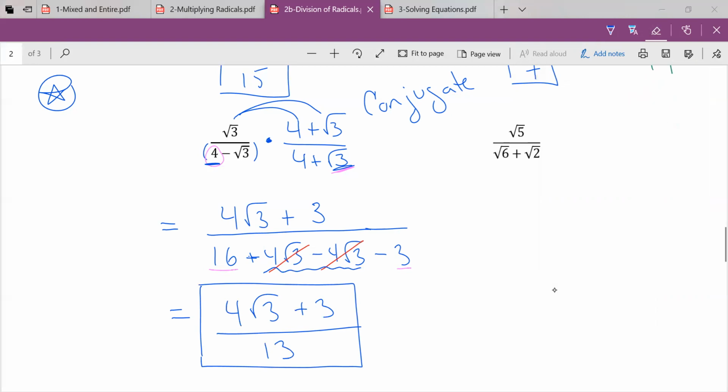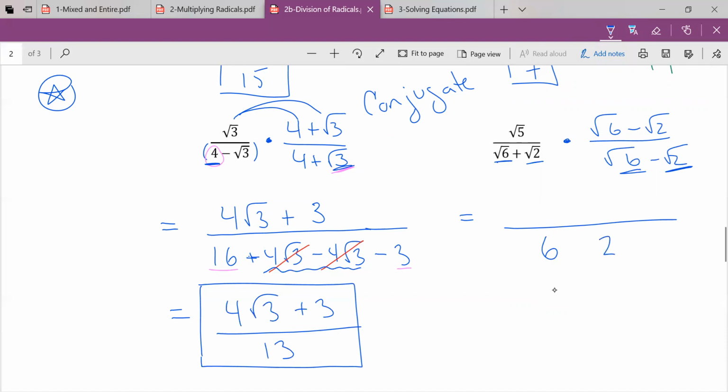Okay, last one. So what I recognize is this is a binomial, so I need to multiply by the conjugate, like this. And this time I'm going to save myself some time in the denominator. All I'm going to do is I'm going to say, what's root 6 times root 6? 6. What's root 2 times root 2? 2. And it will always be negative because we're always multiplying with conjugates that have different signs. How much quicker is that? A little bit. And now let's distribute the numerator. So we get root 30 minus root 10.